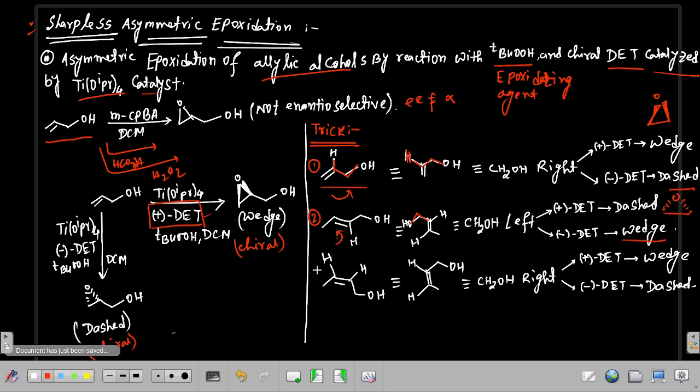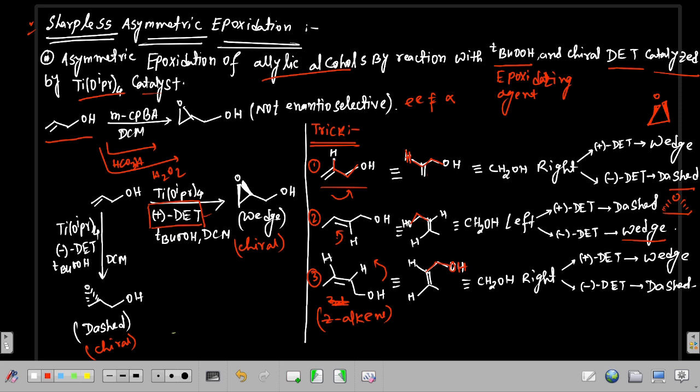Now in this case you see, this is a Z alkene and this is an E alkene. This is a Z alkene. Now we need to make this CH2OH to the top vertical. Okay, when we are making this to top vertical, you see this CH2OH is present on this right side.